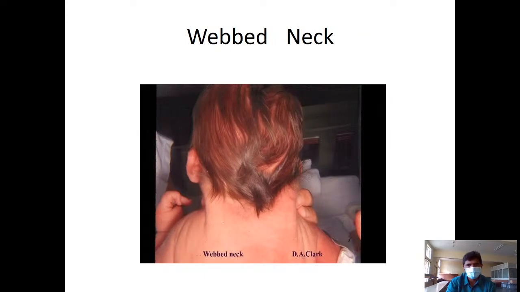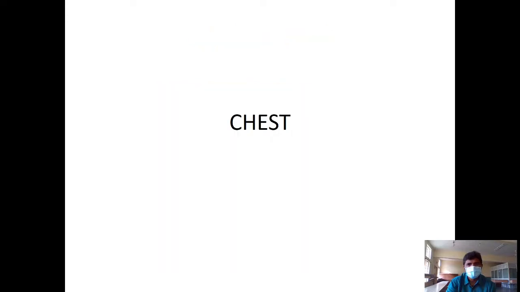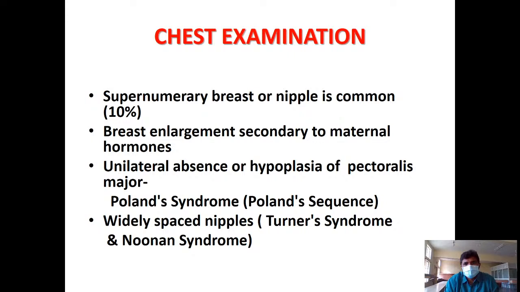So this is a neonate with webbed neck. Webbing of the neck is seen in Turner syndrome. Then coming to the chest, you need to look for any supernumerary breasts or nipples. That is quite common, in 10% of neonates. And is there any breast enlargement?